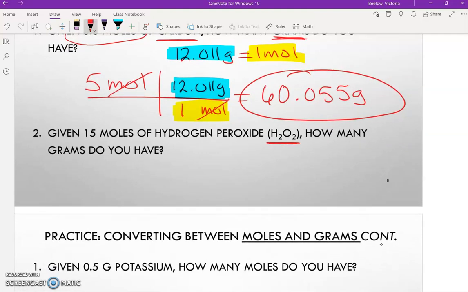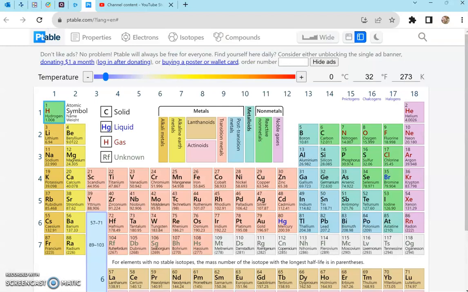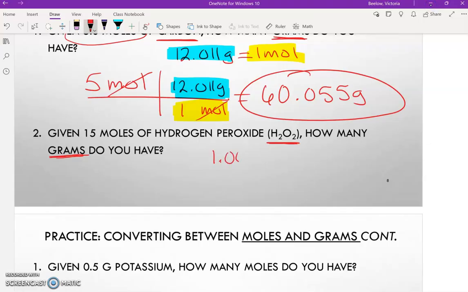So I have 15 moles of hydrogen peroxide, which is H2O2, and I need to convert that into grams. Again, the first thing I see in this problem is grams, so I need to find molar mass. This time we're dealing with a compound, a molecule that has multiple different elements in it. So I'm going to start with hydrogen. Hydrogen is 1.008, and there are 2 of them, so I need to multiply this number by 2.